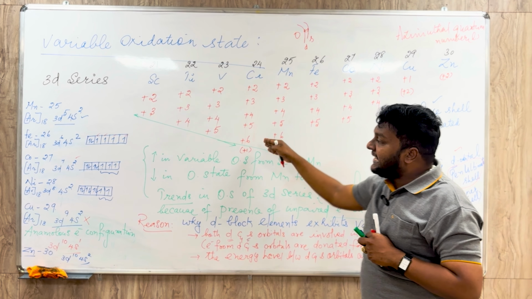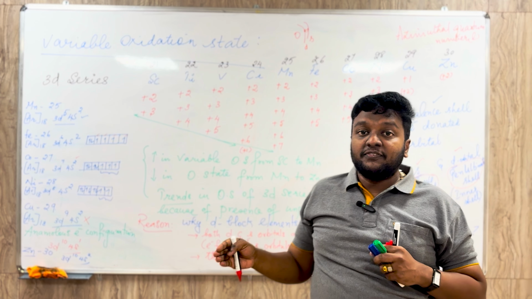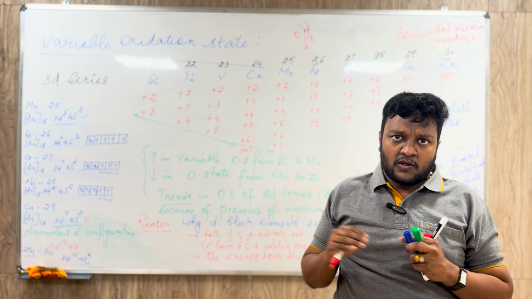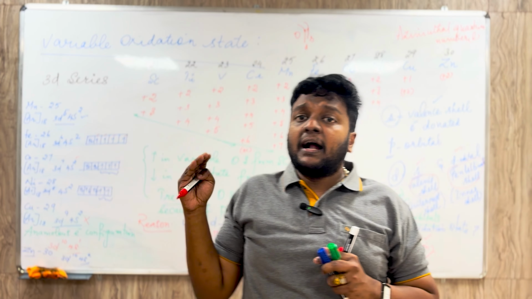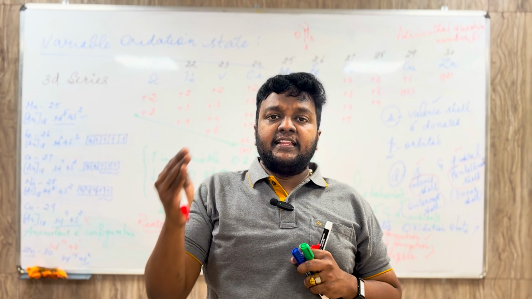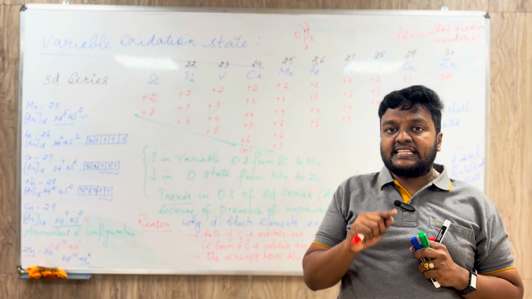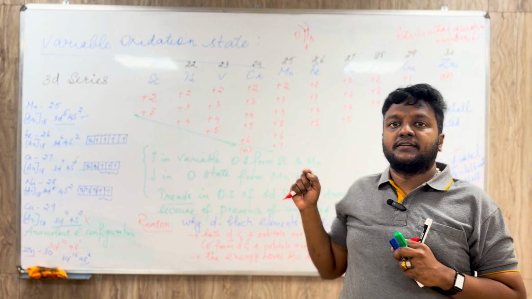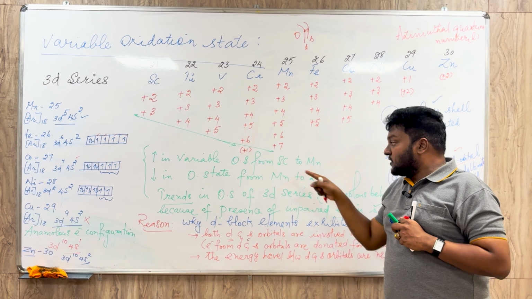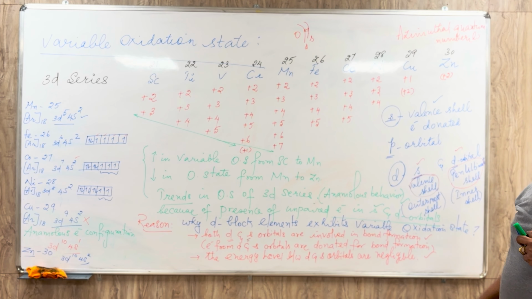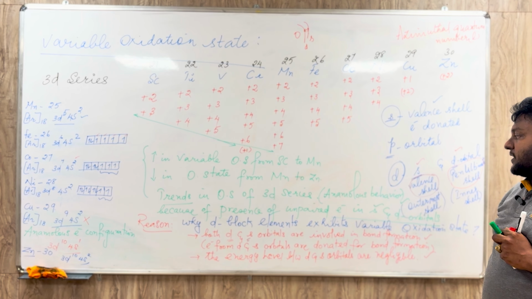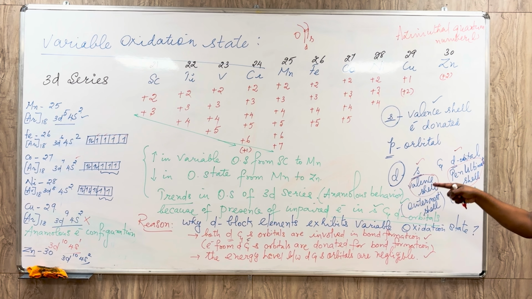Why has it increased and decreased? Due to the presence of unpaired electrons. Where are unpaired electrons present? Usually in the d orbitals. Sometimes, as in the case of chromium and copper, the unpaired electrons are present in the s orbital as well. So that is why I have mentioned the trends in the oxidation state of the 3d series. The trends I am calling anomalous behavior. How? This is because of the presence of unpaired electrons.